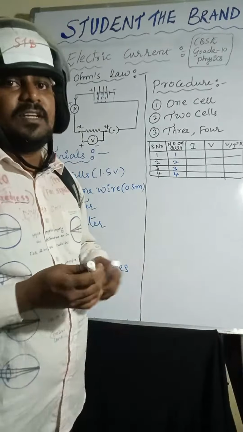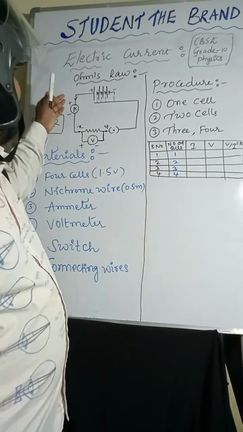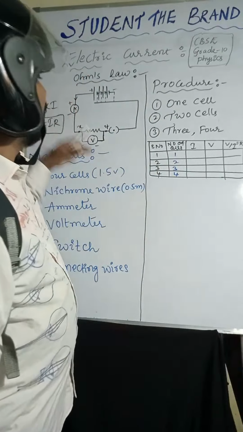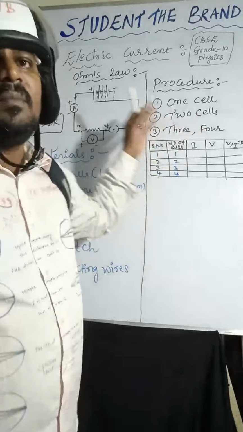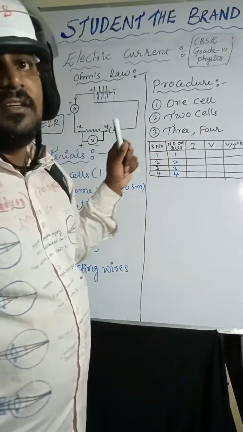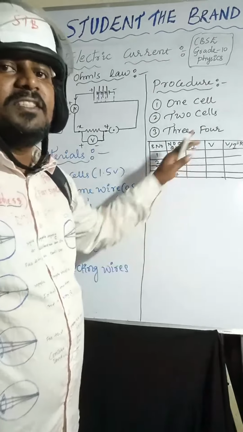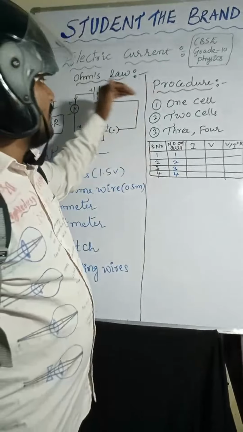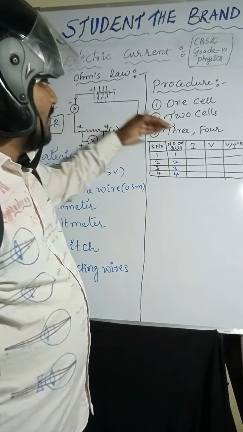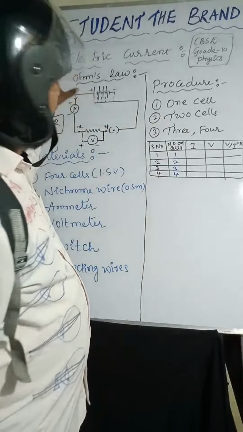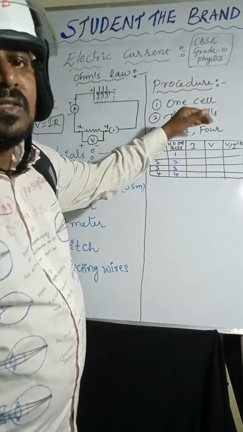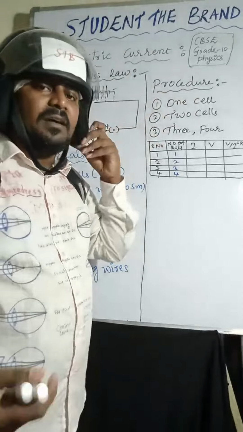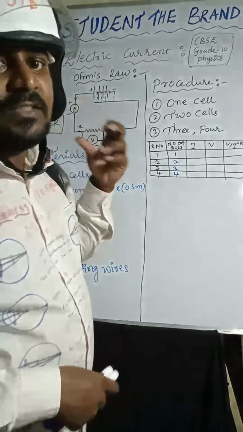Procedure: first connect one cell and note down the reading of the ammeter and voltmeter. Connect two cells, and again note down the readings, that is I and V. The ammeter reading is current. The voltmeter reading is potential difference. Mention them in the tabular form given below, and repeat the process for 3 and 4 cells.